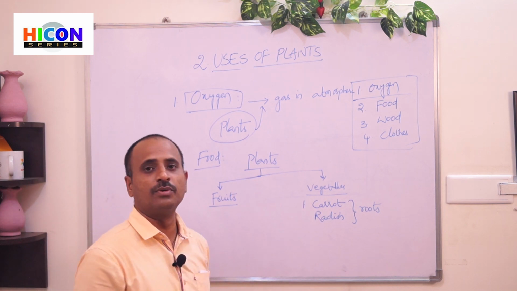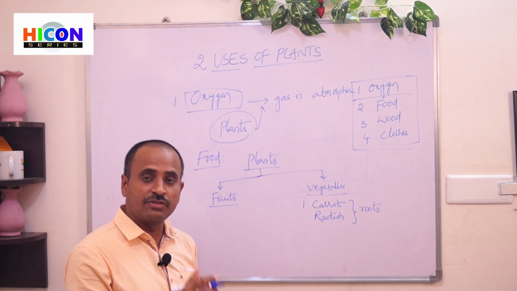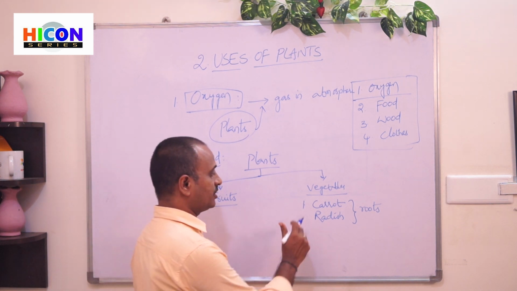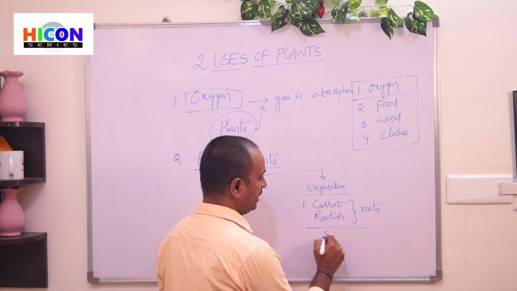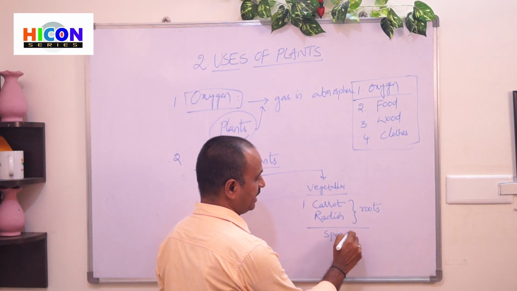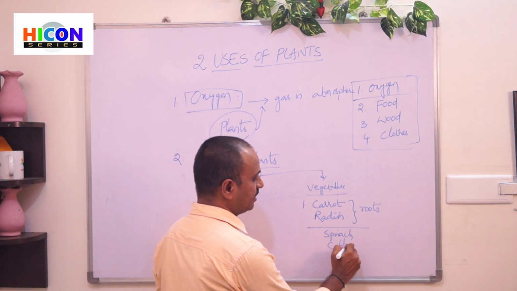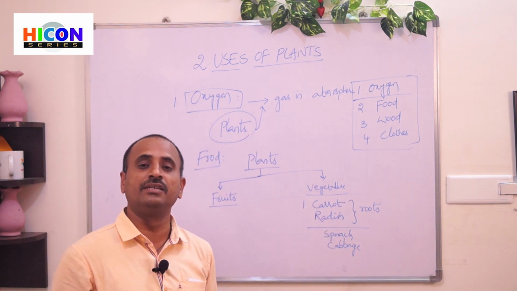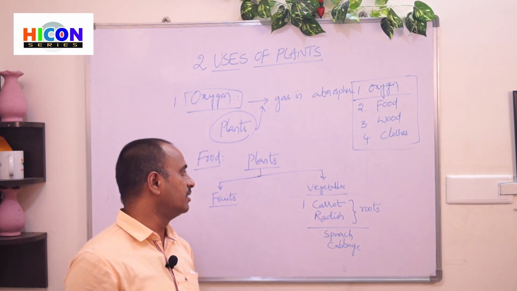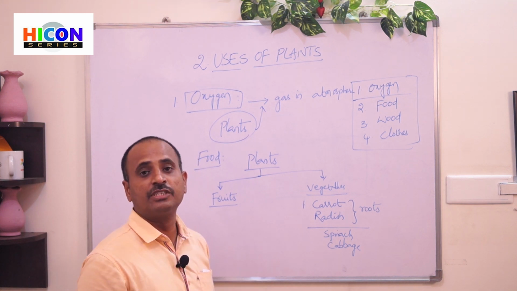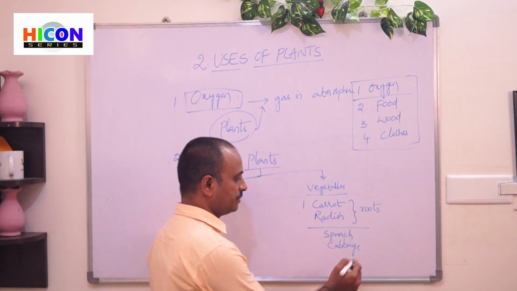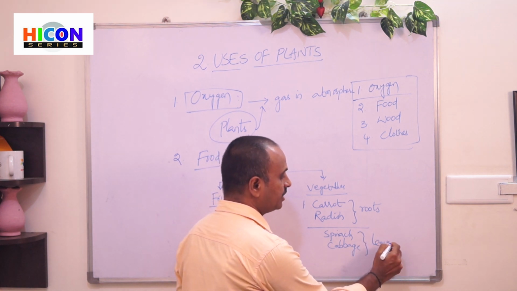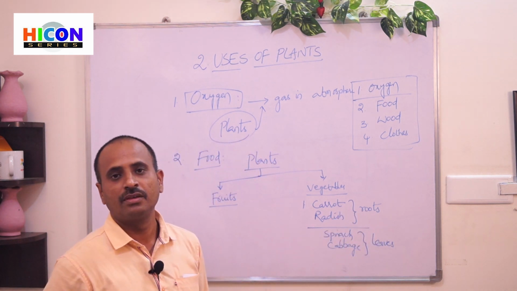And some vegetables we get from the leaves of the plants. Those are called leafy vegetables. For example, spinach and cabbage are the leaves of the plants. In the same way, coriander, mint, methi, and tulasi are all leaves of the plants which we take as food. So spinach, cabbage, etc. are the leaves of the plants which we take as food.